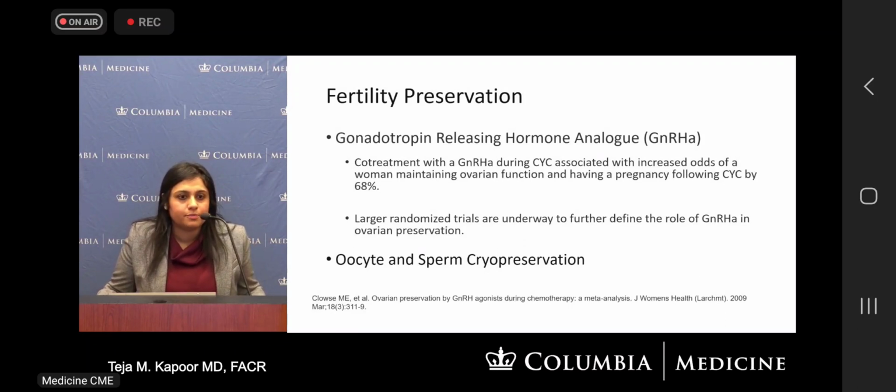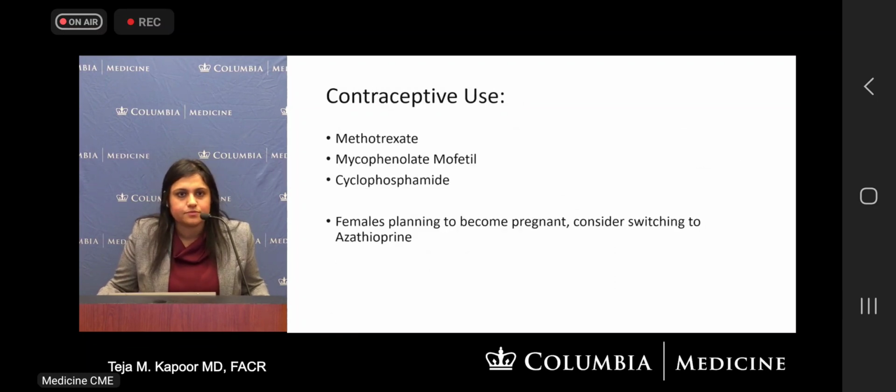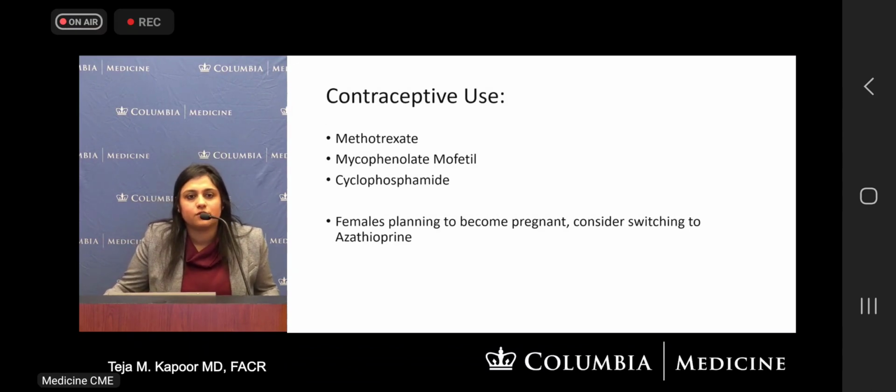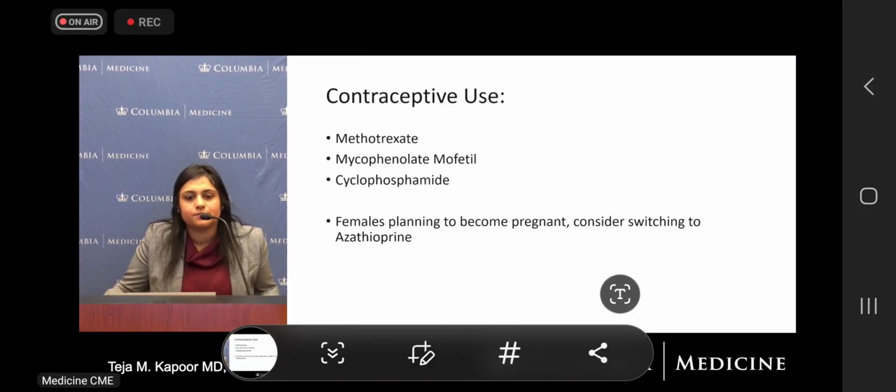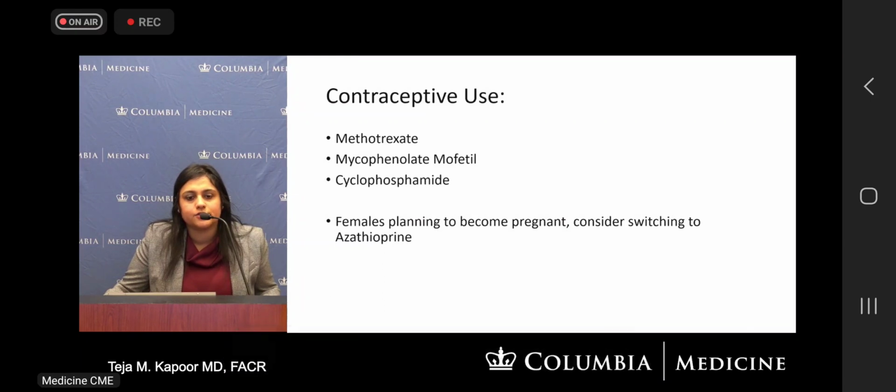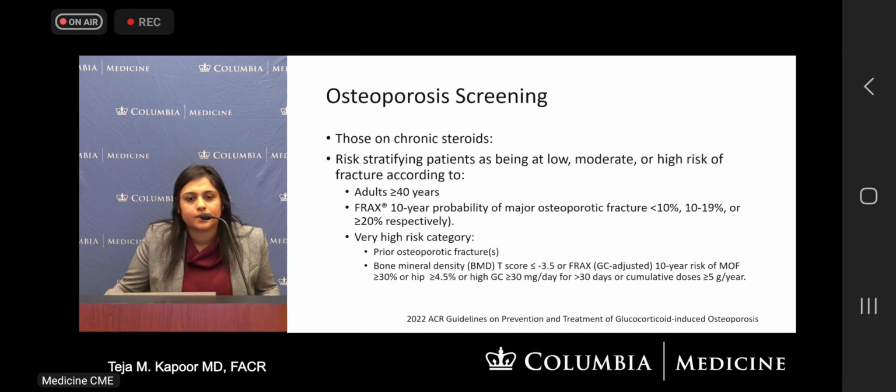And something to also bring up with your patients is oocyte or sperm cryopreservation, talking to them about how to maintain their fertility. And just as a reminder, use contraceptives with methotrexate, mycophenolate mofetil, and cyclophosphamide. For females who are planning to become pregnant, consider switching to azathioprine.